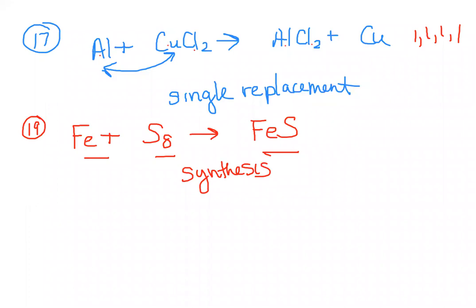Fe is all balanced, but look, we got 8 S's here, so that means we're going to have to put 8 there, which means now we're going to have to put an 8 here, and our coefficients would be 8, 1, 8. Okay, that's how you do 17 through 22.